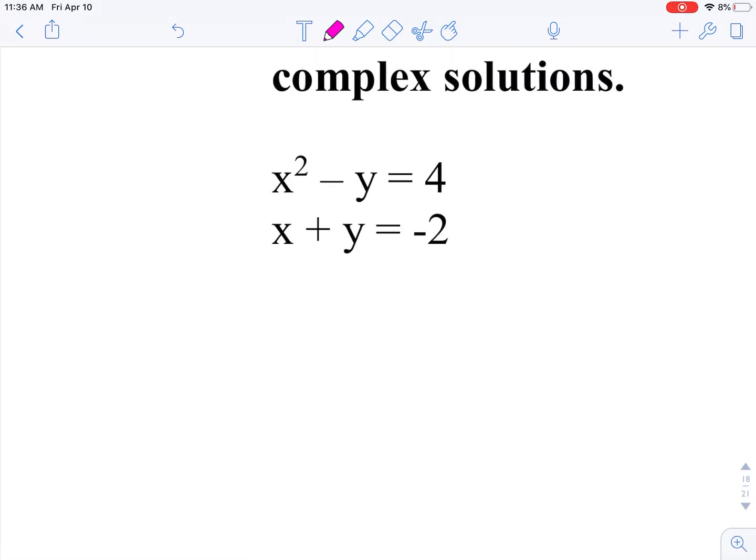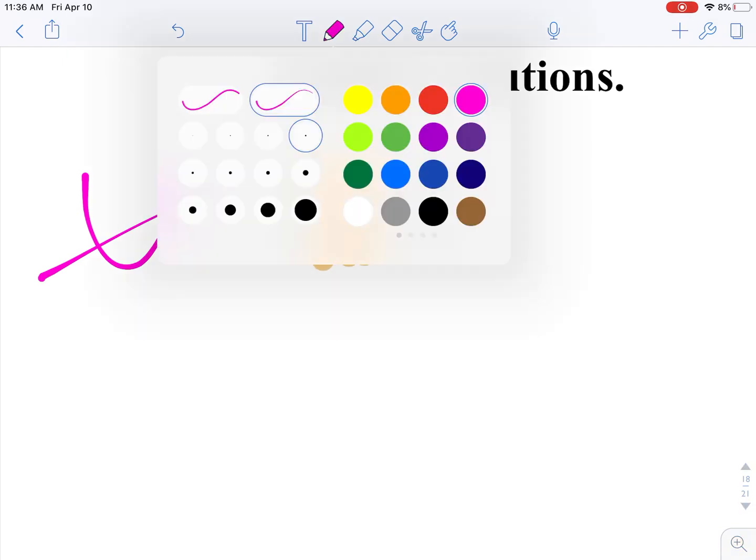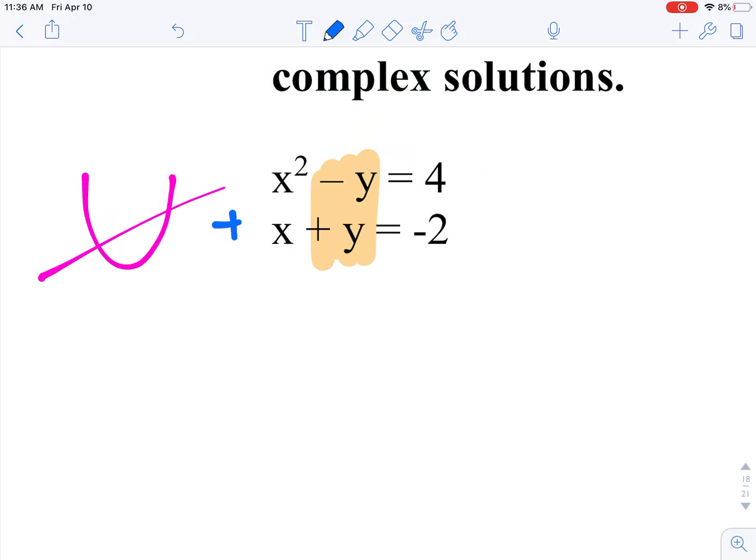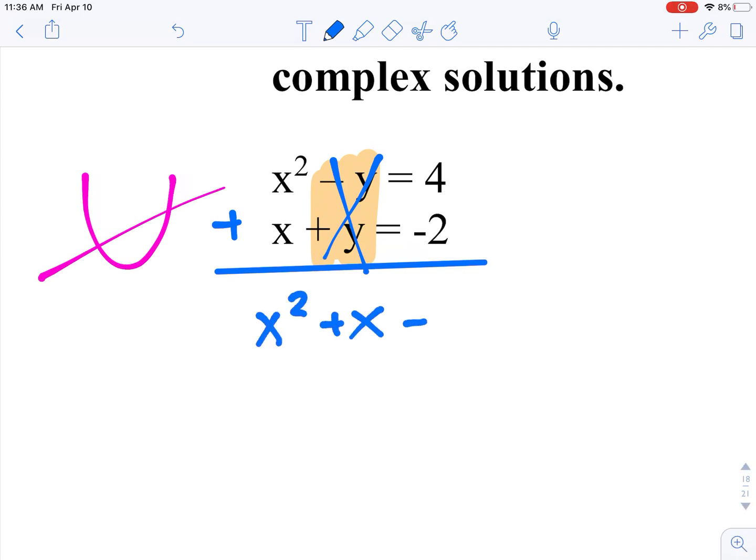For this first one, we have a parabola, and we also have a line. Let's see if we can figure out how to find the solutions to the system algebraically. If you think of elimination, if we added up our equations, the y's would eliminate very nicely without even needing to multiply by anything. And then we have x squared plus x, and then on the right side we have equals 2.